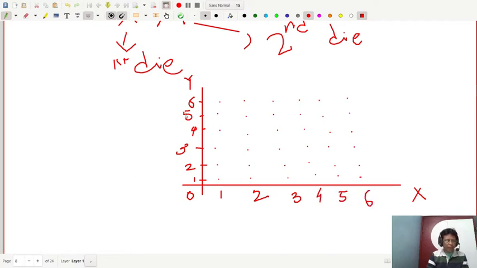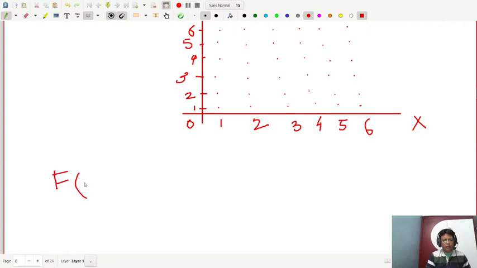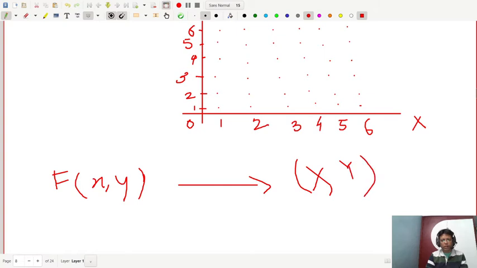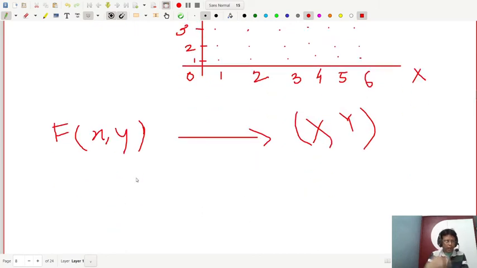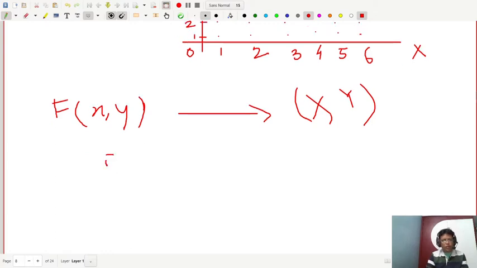So F_XY, let F of x comma y be the distribution function of the two-dimensional random variable x comma y. If F_XY is the distribution function of the two-dimensional random variable x comma y, we can find F_XY at each point x comma y. Each point in this space is the point x comma y. So we can find out the distribution function. For example, suppose you want F of 3 comma 4.